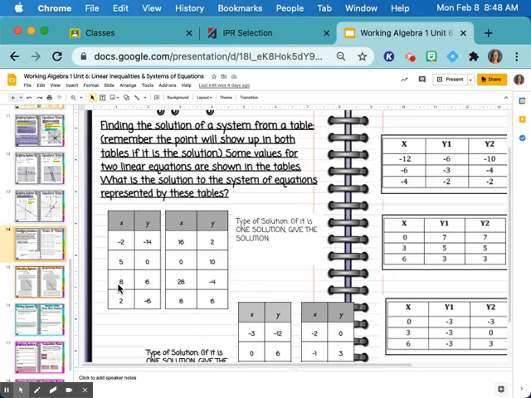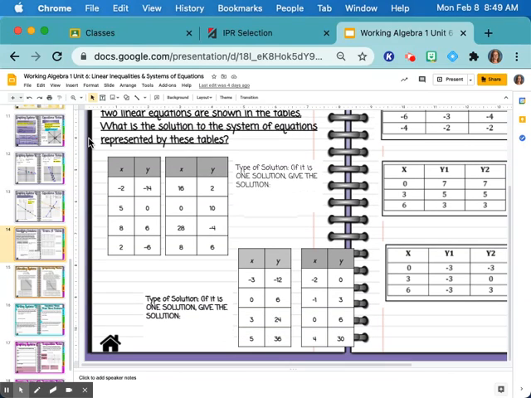So this is like the first equation. This one's the second. So we need to find the solution. So that would be where the X and Y are the exact same on both tables. So grab your scribble tool. And let's see, where are they the same? -2, no. 5, no. 8, 6. Oh, and this one has 8, 6 also. So that is the solution.